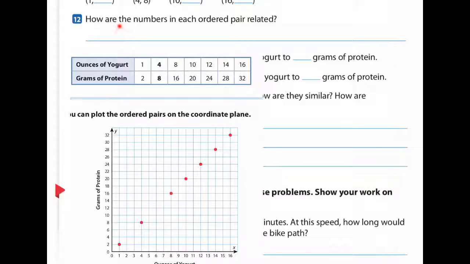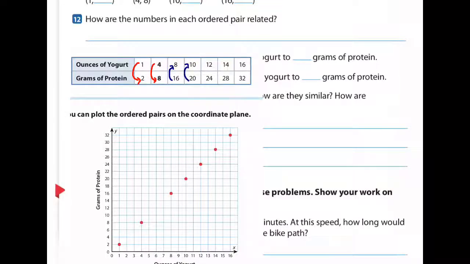Okay, number 12 says, how are the numbers in each ordered pair related? Okay, so you may not have the exact answers that I have, but here's kind of what I noticed. I noticed that in each ordered pair, the second number is 2 times the first number. Or if you said it the reverse way, the ounces of yogurt is half of the grams of protein. So either one of those is correct. It doesn't matter how you say it.